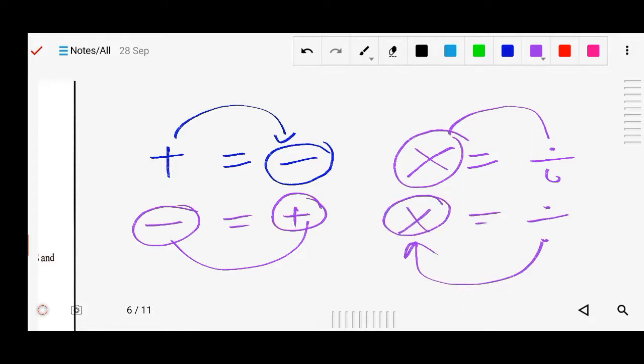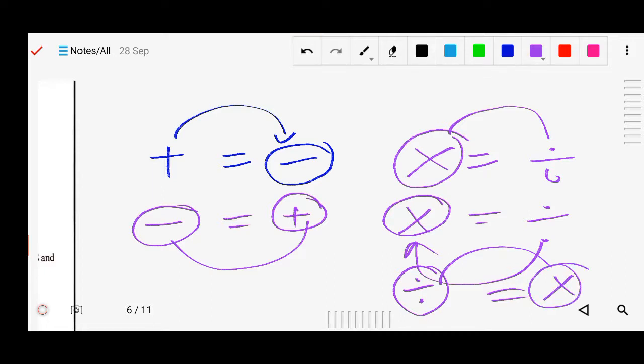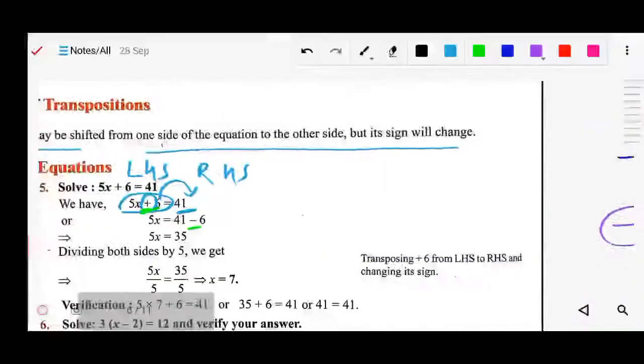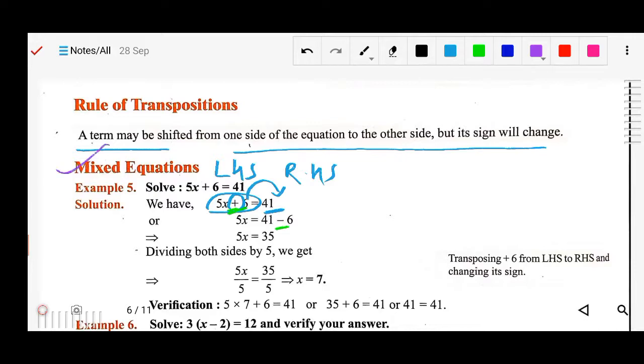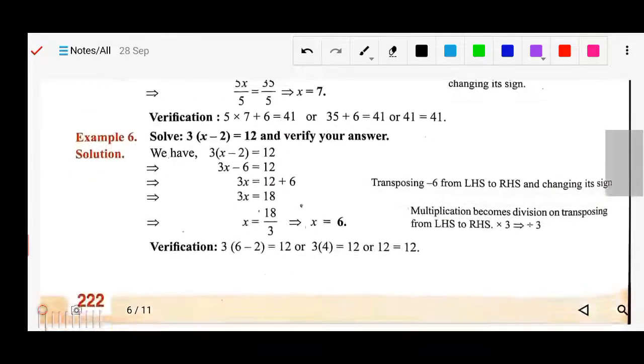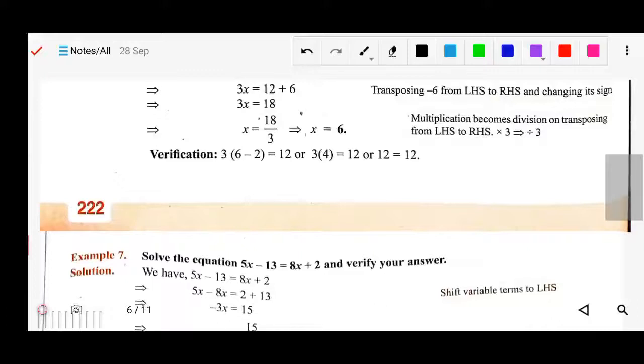Similarly, if it is a divide sign on this side, when it comes to the other side it will be a multiplication sign. So this is about when you shift a term from one side to another, its sign will change. Based on this, some questions are there, like mixed equations, which we have to solve. These are some solved examples.